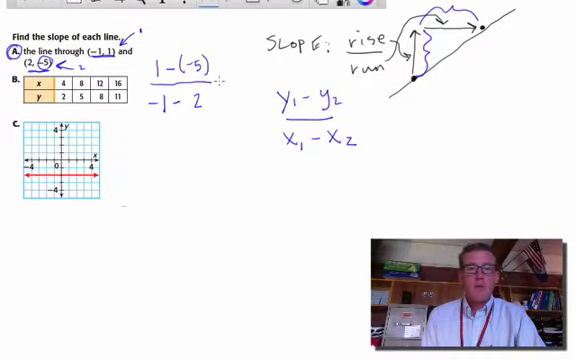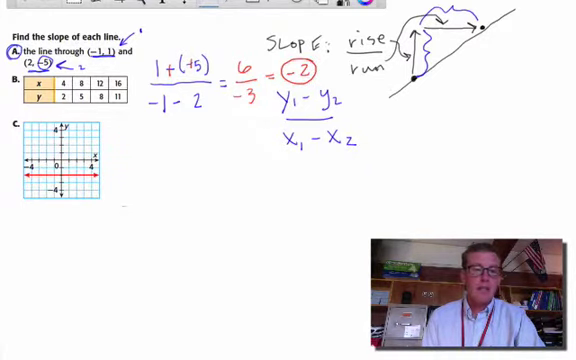When I do the math here, I end up with 1 minus -5, and these two negatives cancel out and they turn into plus. So 1 plus 5 gives me 6. And then in the denominator, -1 minus 2 gives me -3. If I reduce that fraction, I have -2. And that is my slope.